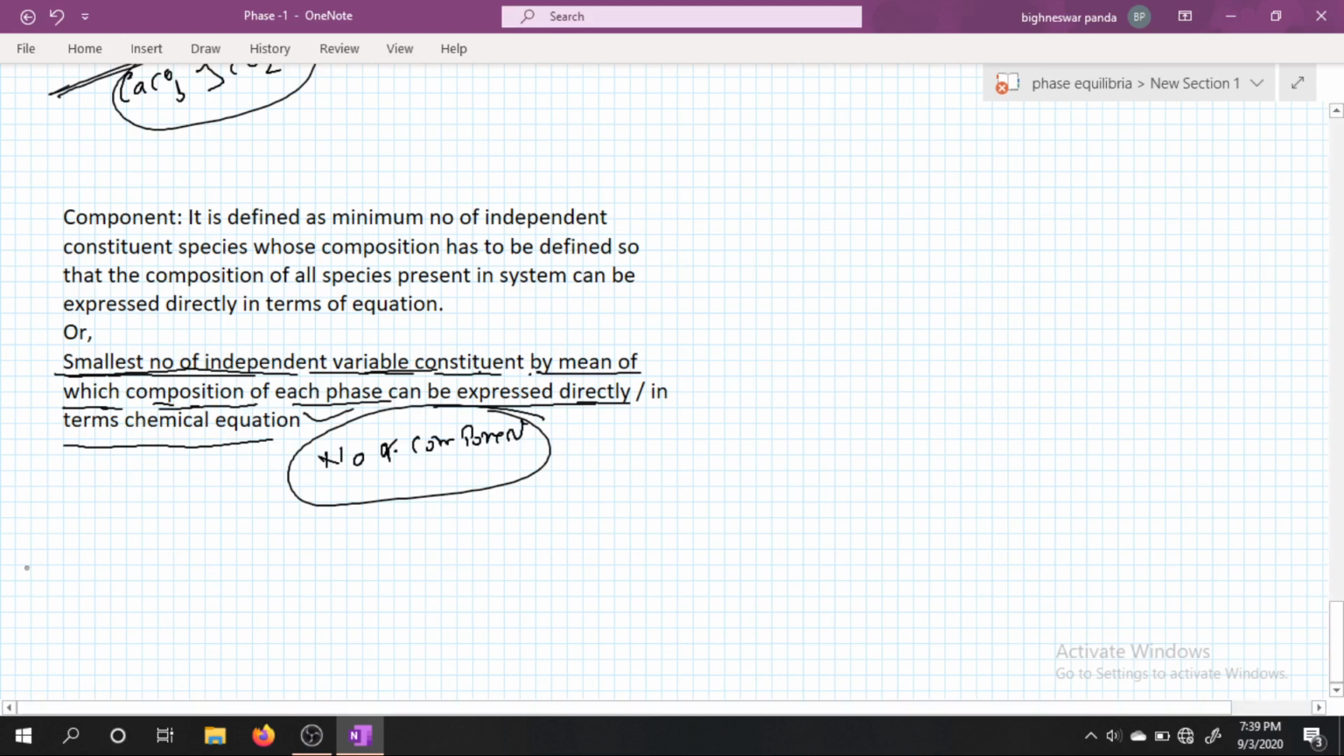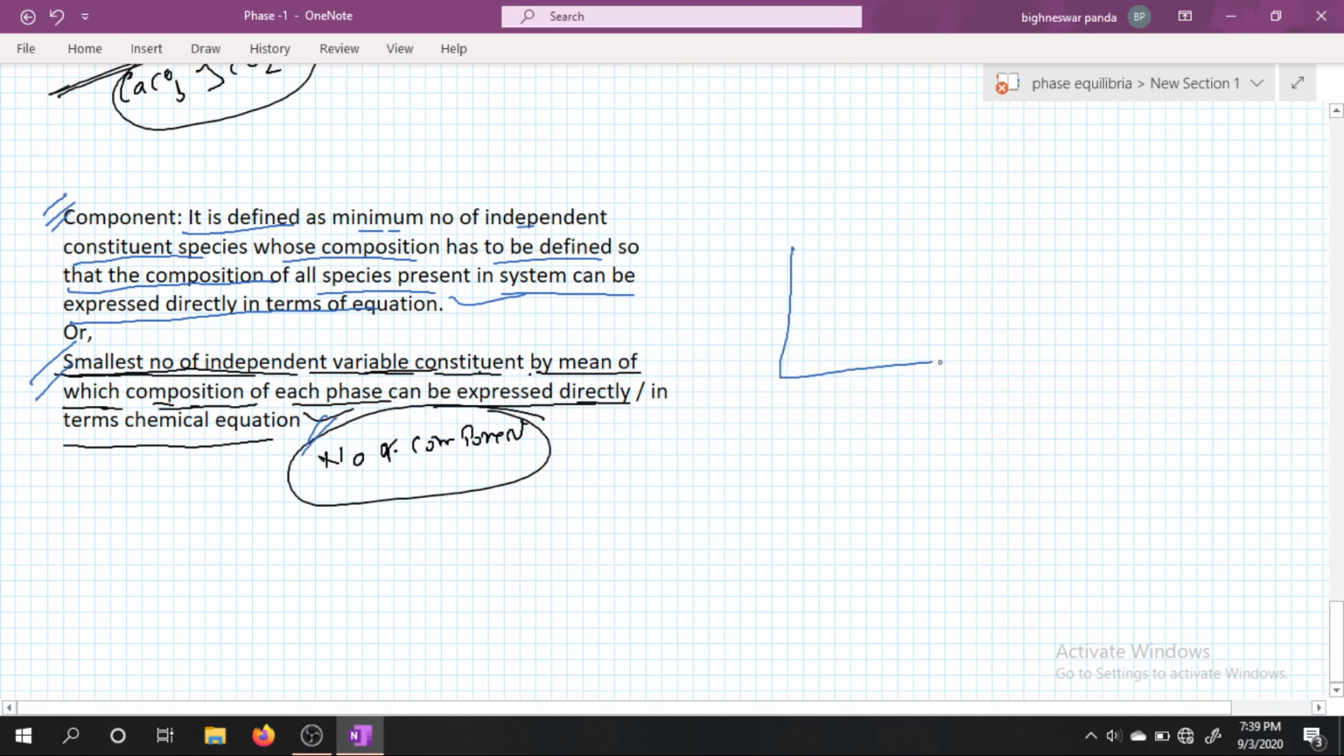No doubt this definition is a little bit tricky, but this definition is more tricky than this. So here it is defined as the minimum number of independent and constituent species whose composition has to be defined so that the composition of all species present in the system can be expressed directly in terms of. So these are all basic things about components.